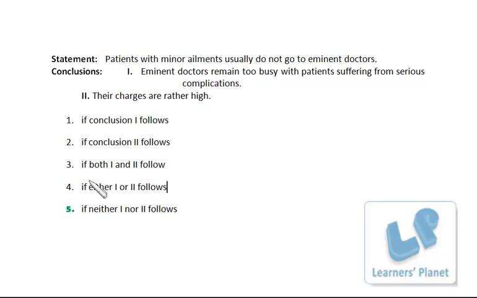See, we are having both 1 and 2 follow, but we have to choose if either 1 or 2 follows. Both of them are individual reasons, individual conclusions. So both cannot be followed simultaneously. So we have to choose option 4 over here: either 1 or 2 follows. We have this reason also.